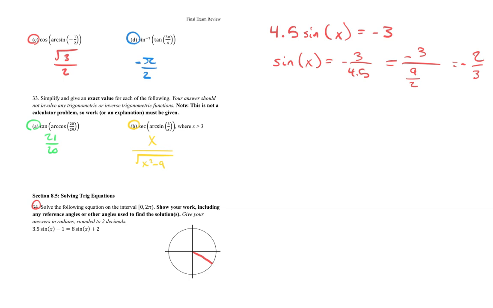So we can imagine it might be something along these lines here. Then there's going to be this other angle right here that's also going to have the same y value. So notice these two here have the same y value. So if we use our calculator and type in that x equals sine inverse of negative 2/3, it's going to tell us that x is equal to negative 0.7297.